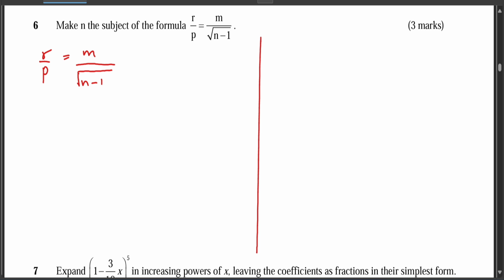Now that n minus 1 is inside the square root, so let's remove that square root so that n doesn't have anything outside. So we square this and also square this. If you square the first one, it gives you r squared over p squared. If you square the other one, it will also be m squared, and the other will be n minus 1.